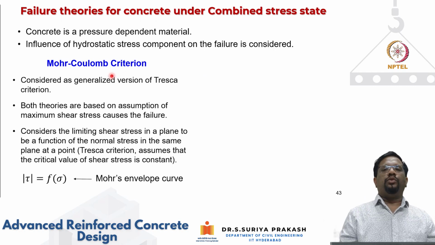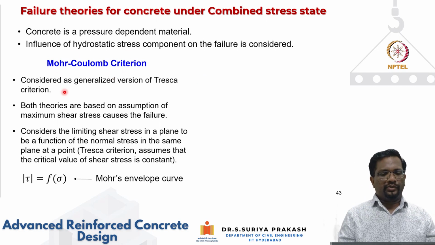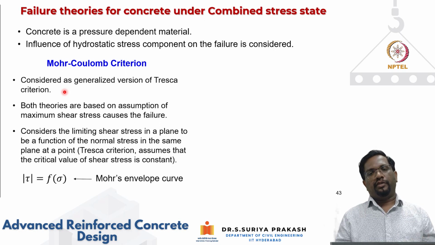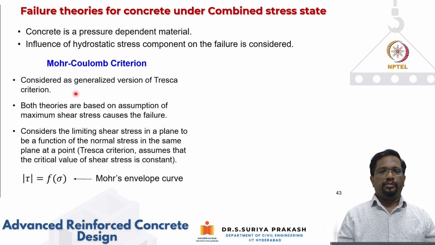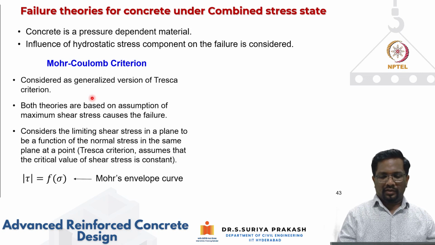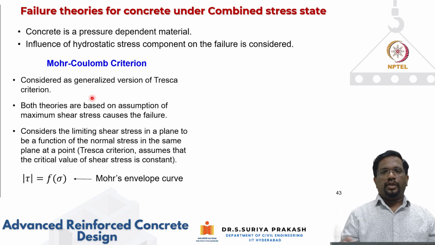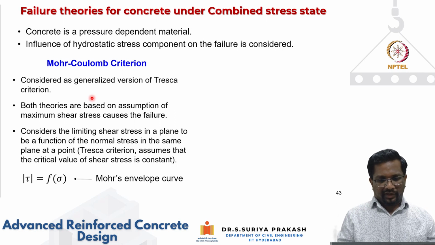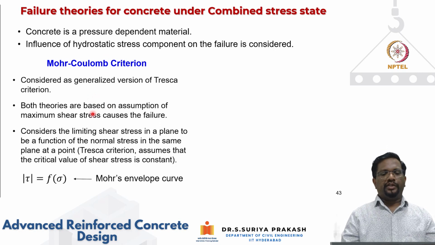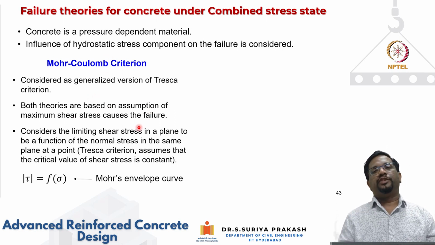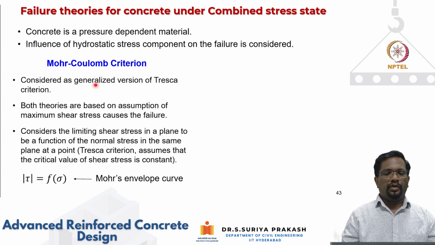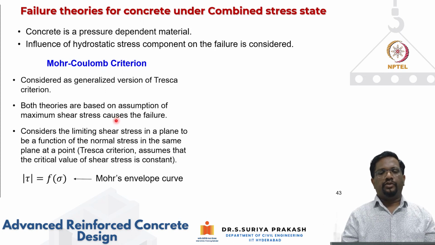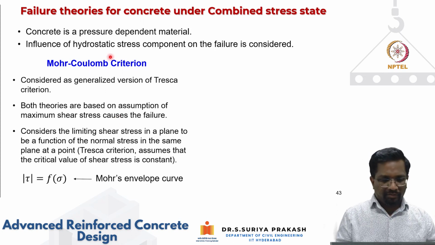The first is the Mohr-Coulomb criterion. It is also considered a generalized version of the Tresca failure criterion, which we have seen is based on the maximum shear. It is an extension of the Tresca criterion, and both these theories are based on the assumption that maximum shear stress causes failure. In the Mohr-Coulomb criterion, what we are saying is that it is not only a function of shear stress, it is also a function of the hydrostatic stress component.